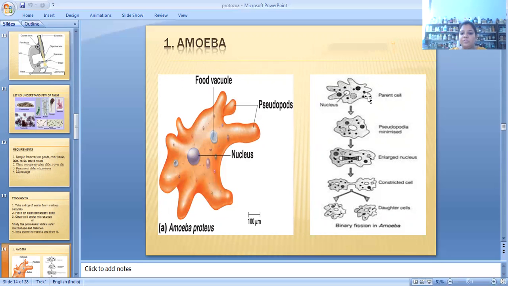Here you can see the process of binary fission, which you have already studied in your previous standards also. Understand and study the diagram of how binary fission takes place. A parent cell is there, then it forms a pseudopod, then the nucleus is enlarged, then the nucleus and the cell move away from each other, and finally they separate and two daughter cells are formed. So from one single parent cell, two daughter cells are formed.